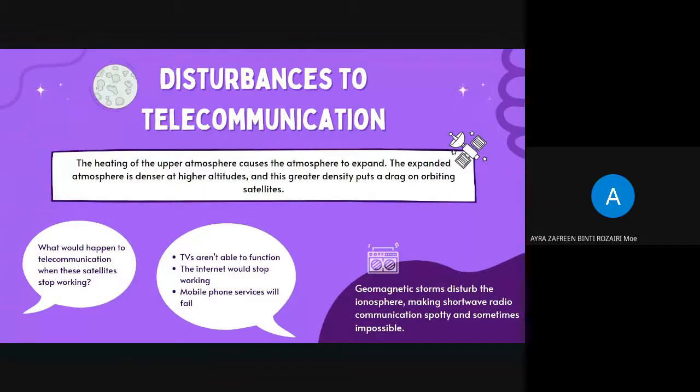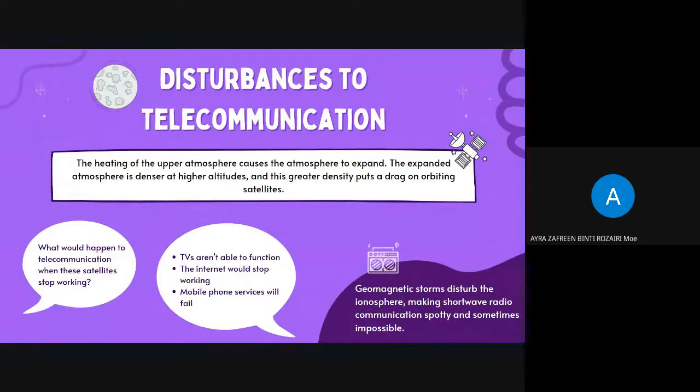So the next thing is disturbances to telecommunication. So the heating of the upper atmosphere, which is caused by space weather, will cause the atmosphere to expand. And this expanded atmosphere is denser at higher altitudes. So this greater density will put a drag on orbiting satellites. And this might cause TVs to stop functioning, the internet will stop working, and mobile phone services will start failing.